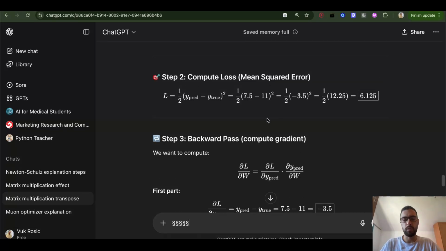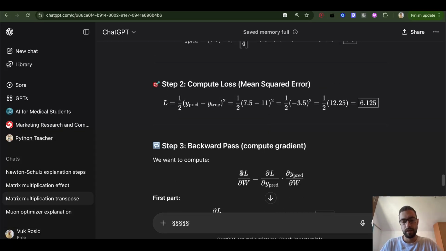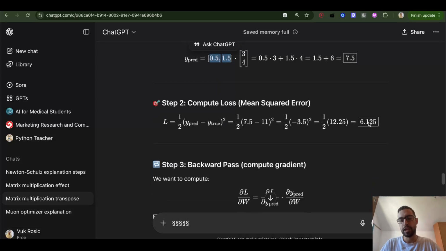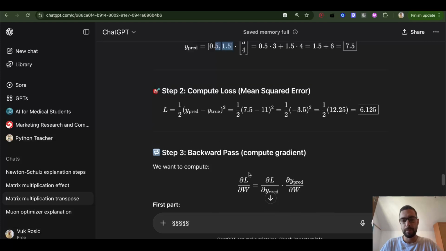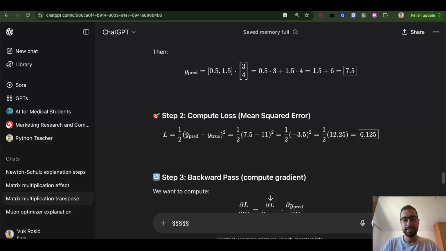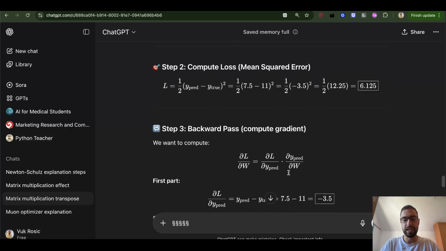So let's get back. What does this mean? It means derivative of loss, so this number, with respect to the weight. So it means like, how does loss change when we change the weight? We calculate that by first calculating derivative of loss with respect to y predicted, and then times derivative of y predicted with respect to the weight. So what I was just explaining.